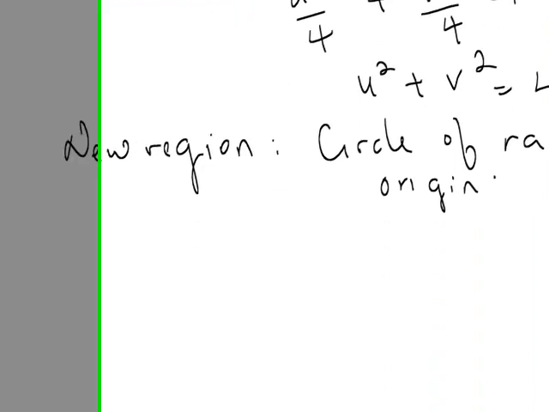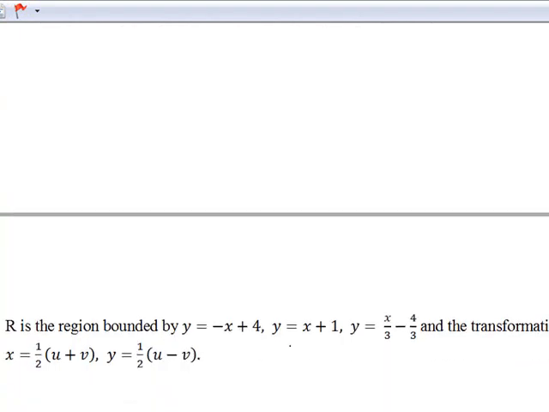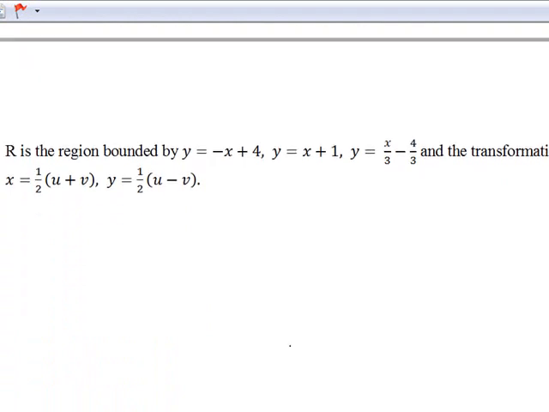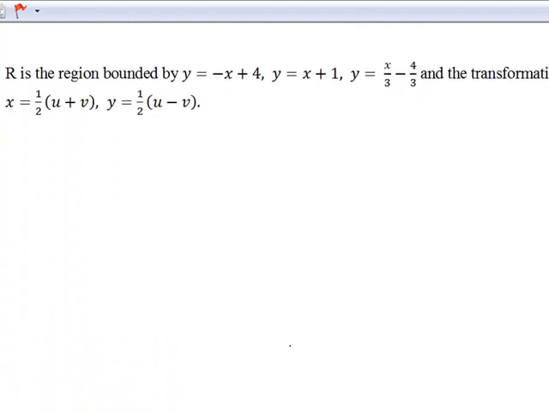let's continue. R is the region bounded by y equals minus x plus 4, y equals x plus 1, y equals x over 3 minus 4 over 3. And the transformation that you are going to use to transform that region is x equals a half u plus v and y equals a half u minus v.